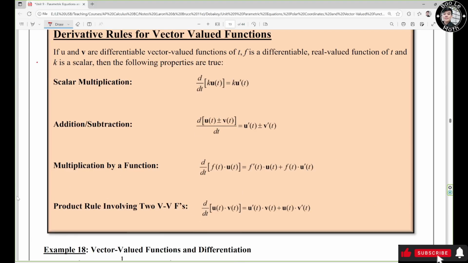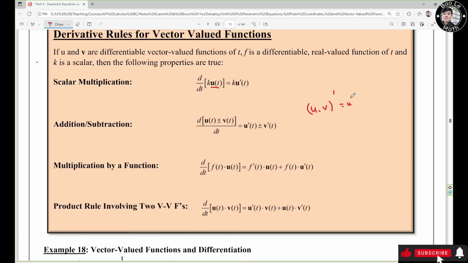Now we're gonna move on to the next one, derivative rules for the vector valued functions. First, we're going to talk about scalar multiplication. So, k is the scalar multiplied by the vector valued function. Then when you take the derivative of this one, you only take the derivative of the vector valued function. So you need to keep the constant k, right? Now, addition and subtraction, you just split them up and you take the derivative of each, right? Now, multiplication by a function, right? So, we have the product rule, right? u times v you learned from unit 2, right?